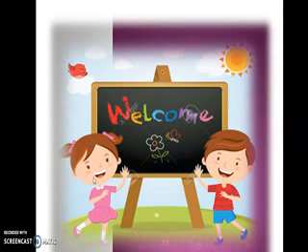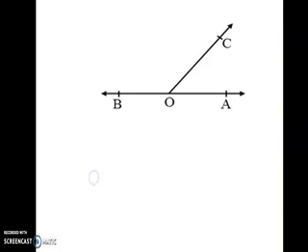In the last class, you learned the definitions of some pairs of angles, such as complementary angles, supplementary angles, adjacent angles, linear pair of angles. Can you think of some relations between these angles? Now let us find out the relation between the angles formed when a ray stands on a line.